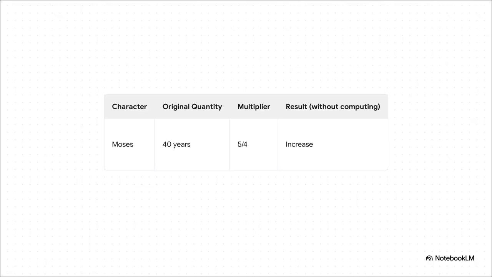Okay, so the problem is this. Moses has 40 years in the wilderness. If you multiply that by 5/4, will the number go up? So we follow the rule. We just look at the fraction, 5/4. Is 5 bigger than 4? Yep, so the answer is increase. It's simple, it's direct, and this is the important part. We didn't have to do any math. So far, so good. The lesson is doing exactly what it said it would.